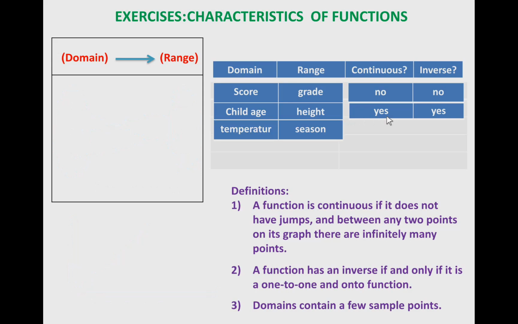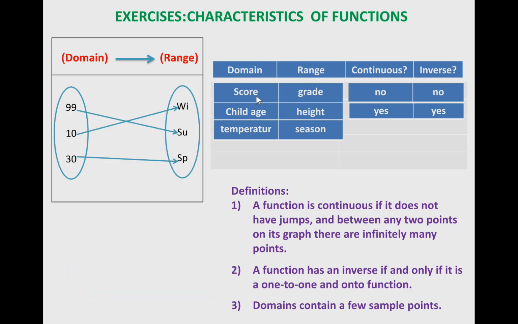This is the function that relates the temperature to the season. Let's take a look at when the temperature reaches about 99 degrees Fahrenheit. This is definitely summer, unless there are exceptions. On the other hand, when the temperature is 10 degrees Fahrenheit, then this is usually the winter. And when the temperature is pleasant at 30 degrees Fahrenheit, then it's spring.